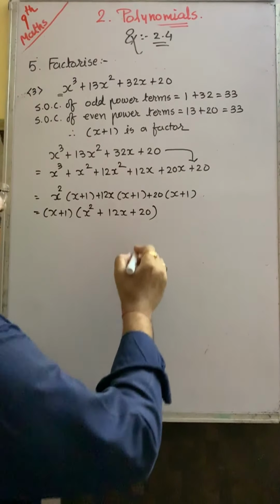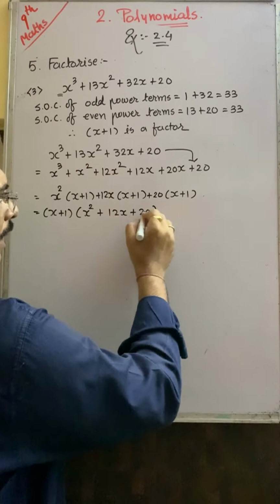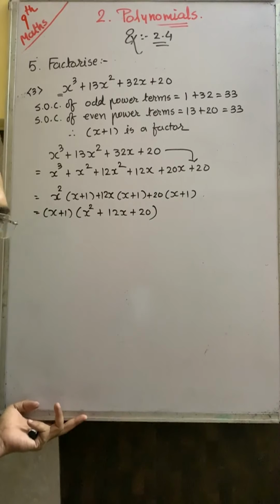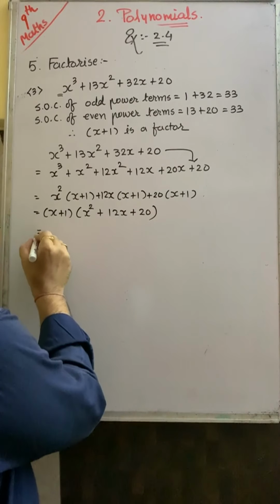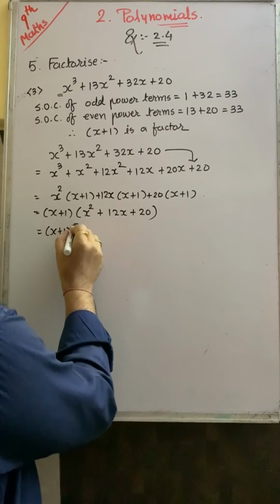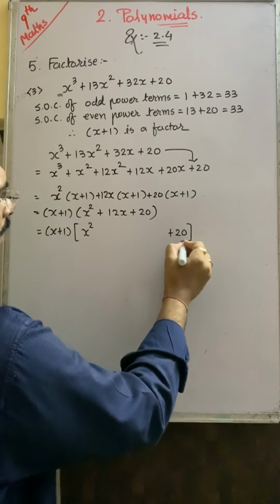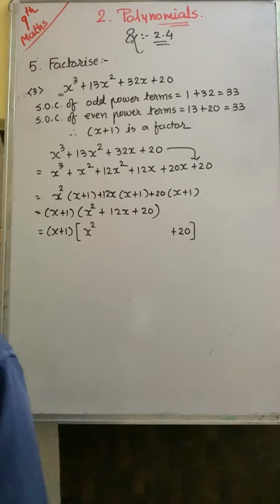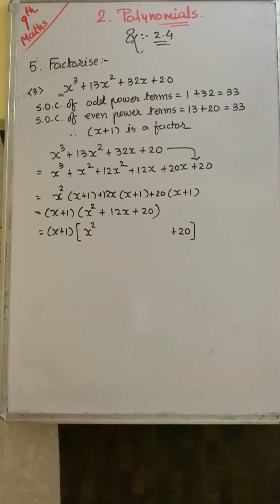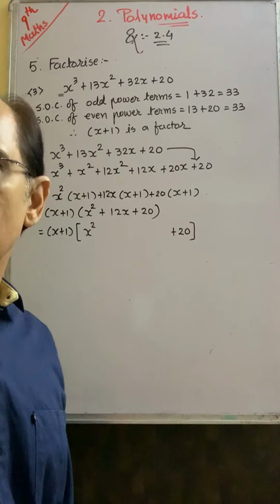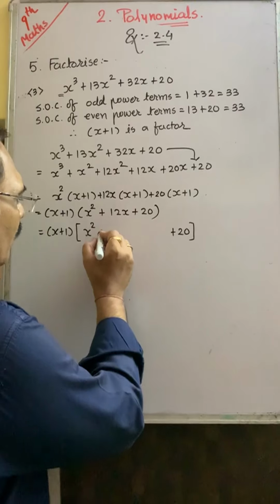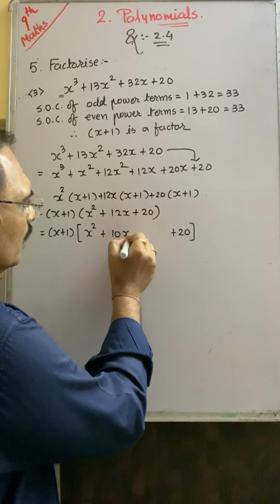Factorize 20. The factors of 20 are 10 twos are 20. Okay, 10 plus 2 is 12. So first term and last term as it is, and the factors are 12x I want. Factors are 10 twos are. I write it 10x plus 2x.